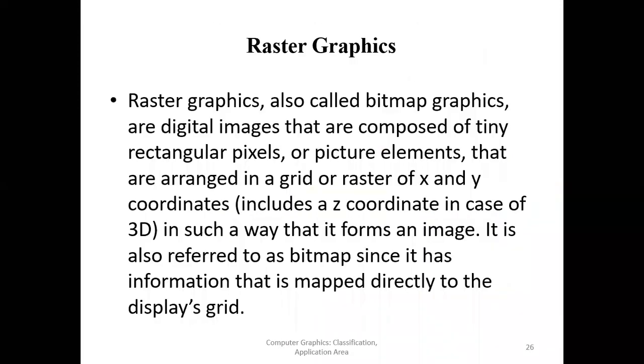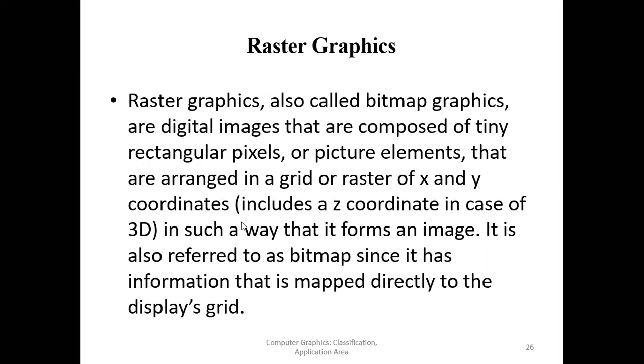We'll now study in detail what is a raster graphics. Raster graphics is actually called bitmap graphics, digital images that are composed of tiny rectangular pixels. Again we go back to the definition of pixel: pixels are the smallest element of an image, or picture elements, that are arranged in a grid or raster. So you see the pixels are arranged in a grid or raster, with X and Y coordinates.